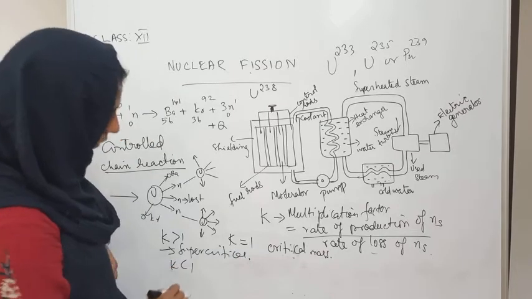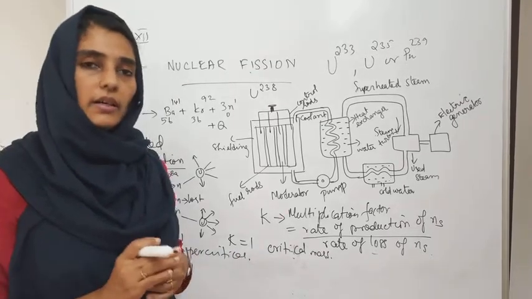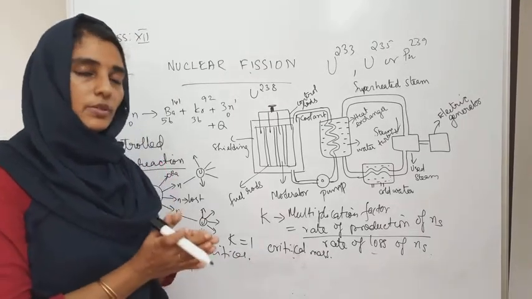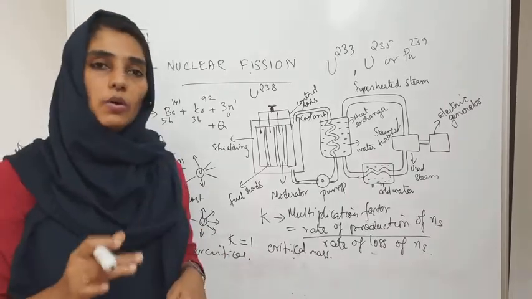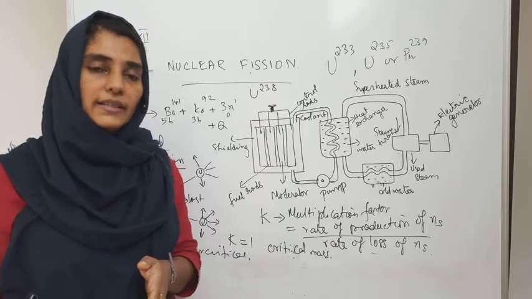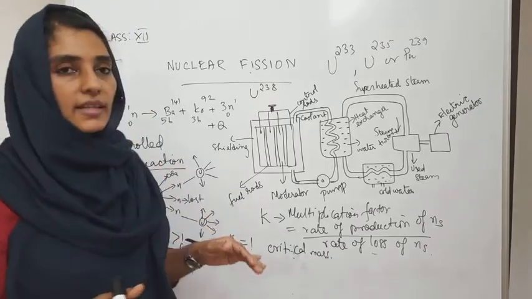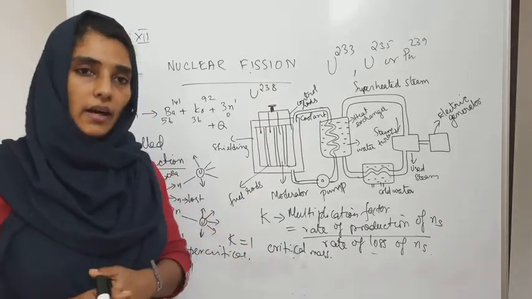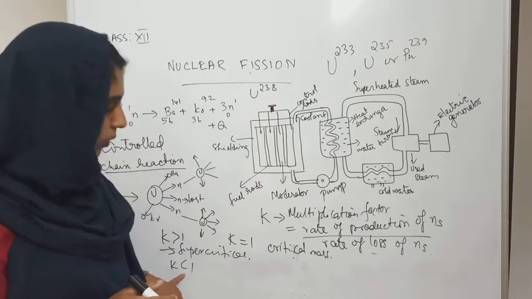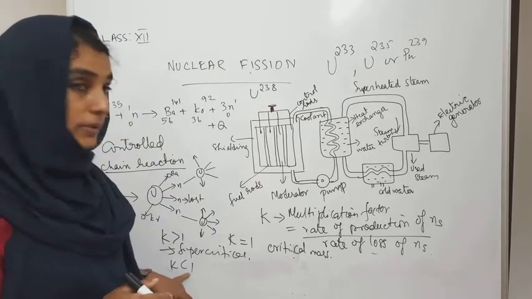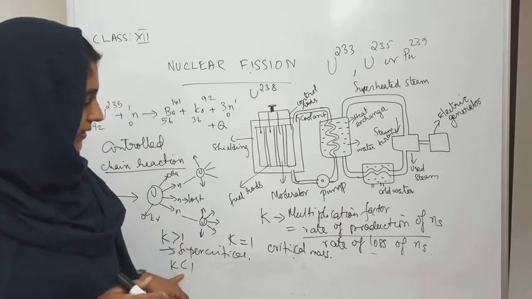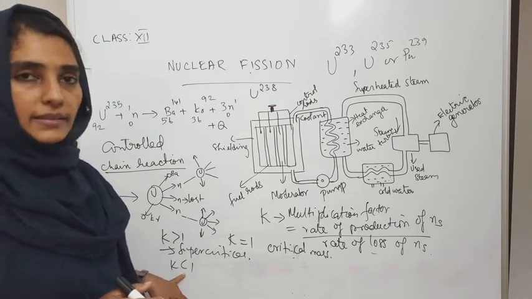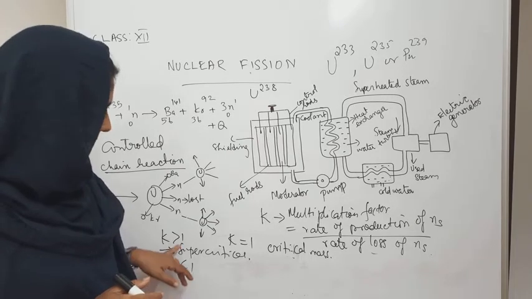And K less than 1: when K takes a value less than 1, the reaction will go on decreasing in its rate, and eventually it will die out. So it should not be too much below 1, and it should not be greater than 1. These two factors, actually, the first will make the reaction die out with time.